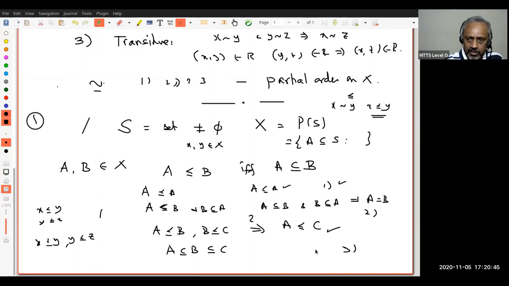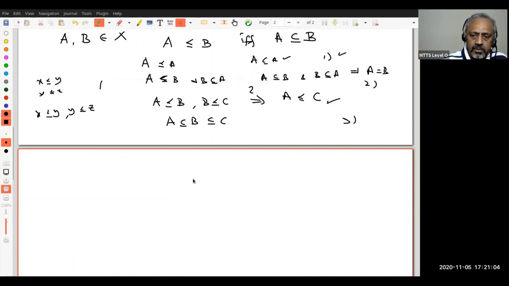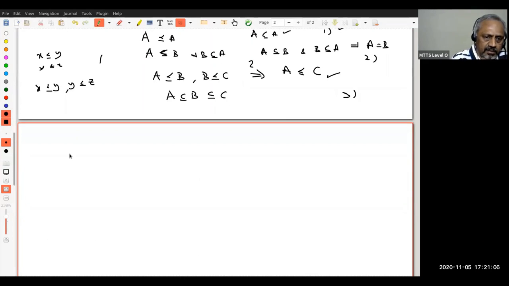Believe me, this is the most important example you should know and learn about partial order. Whenever you are confused about partial order, come back to this example and understand. Okay, the standard example is what I'm going to give next.